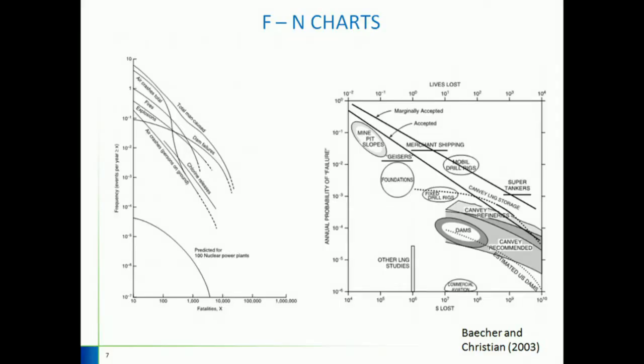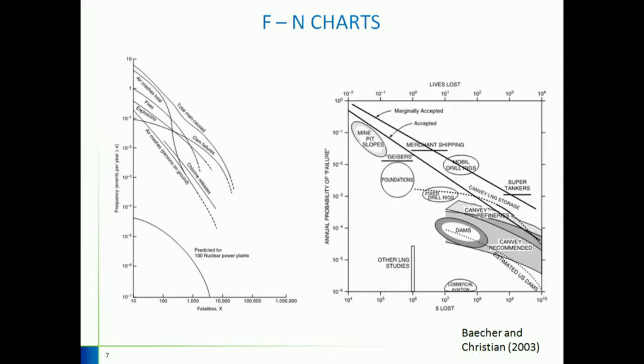So here, by the way, this is a book that I really like, and it is, I think, reliability and statistics, or reliability or probability in geotechnical engineering. It's a good book. It's a good reference to have. So you can see the fatalities and frequency here, an economical scale here, annual probability of failure here.